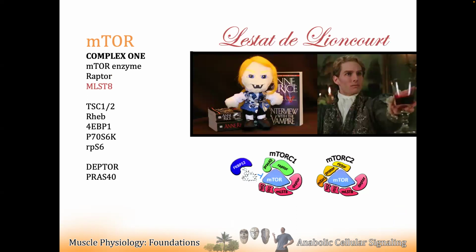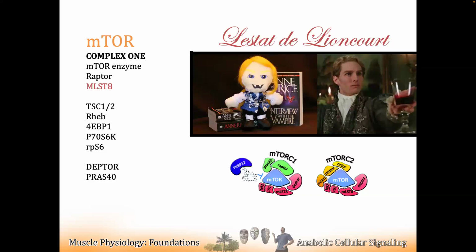Okay, so moving on to MLST8 or GβL. If you've seen Interview with the Vampire, or read the book, but there's a movie, maybe that'll help you remember this one. Probably not, but Lestat is Tom Cruise's character. But if we're talking about mTOR, right, it'll be like M Lestat. MLST8. Like, if you have a license plate of Tom Cruise's character Lestat, it would be like MLST8.